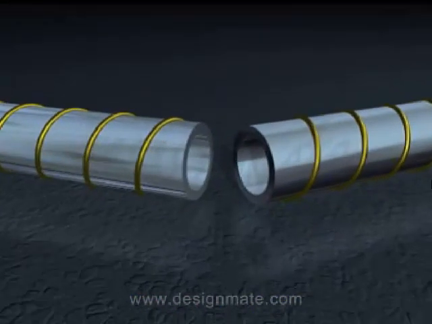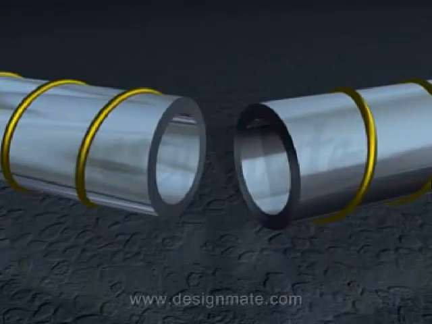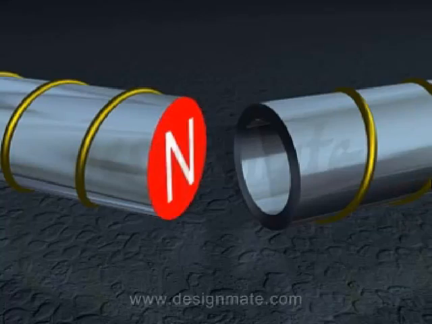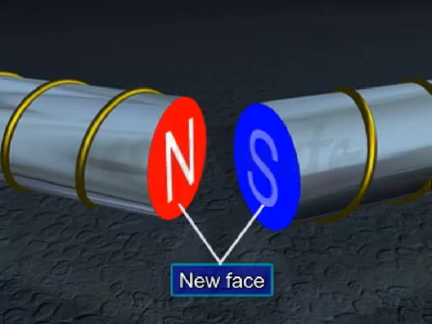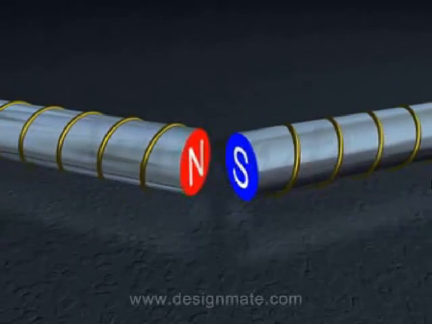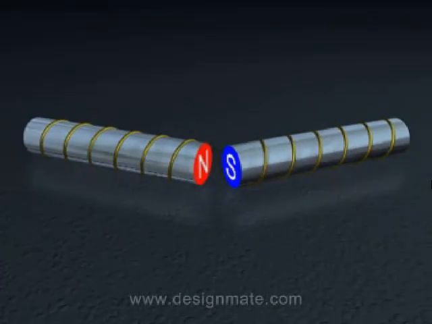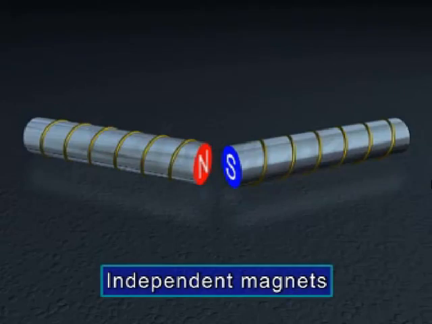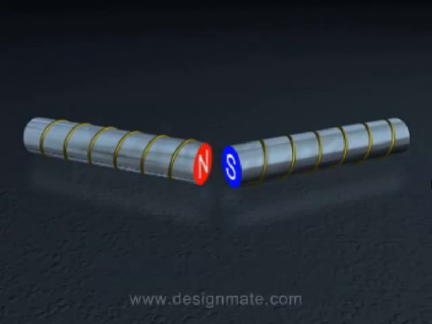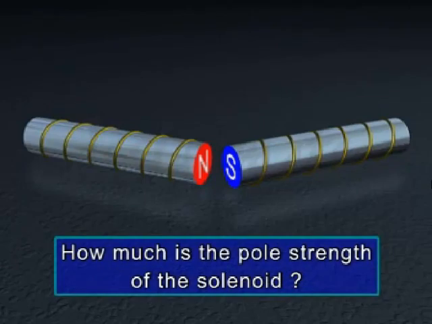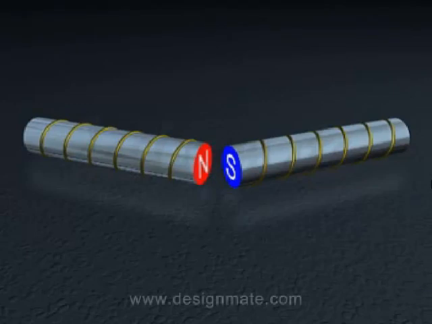On the other hand, when we cut the solenoid in two equal pieces, one of the newly opened faces of the solenoid behaves as a north pole, while the other new face behaves as a south pole. As a result, both pieces of the solenoid behave as independent magnets. The similarity between a bar magnet and a solenoid raises the following question. How much is the pole strength of the solenoid? We can answer this by using the information gained from the bar magnet.